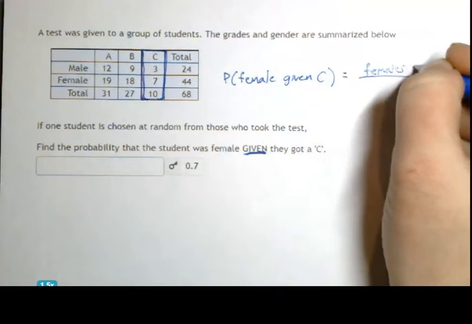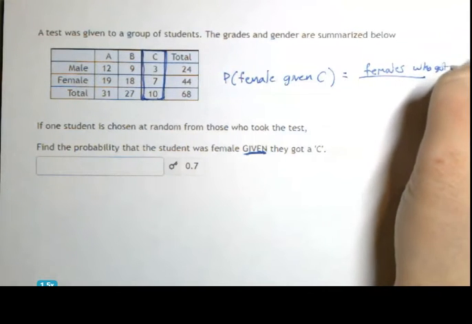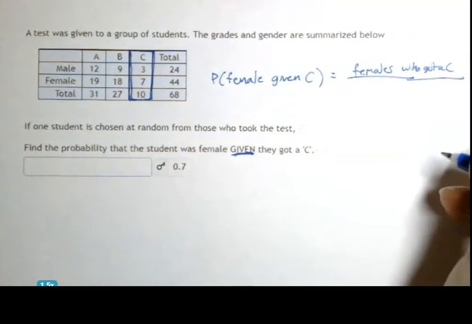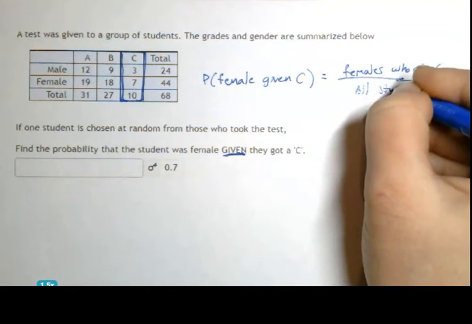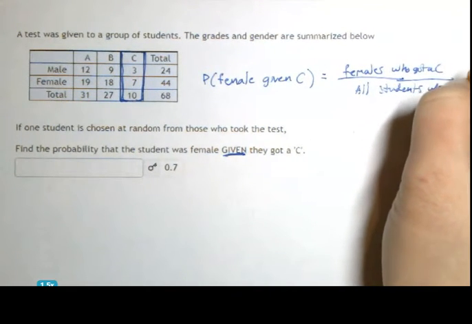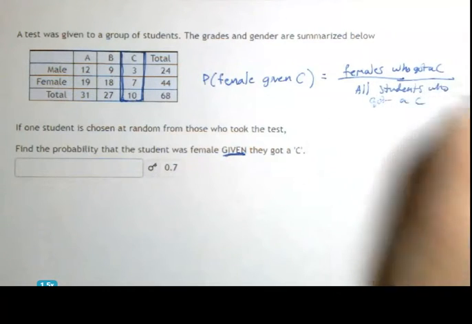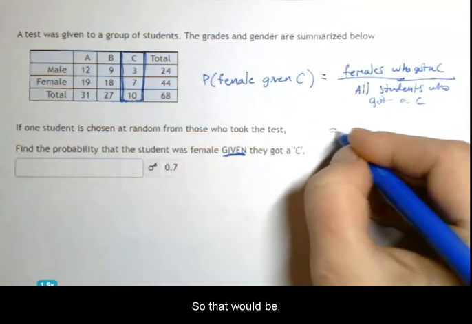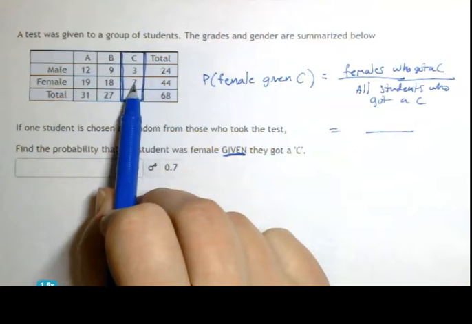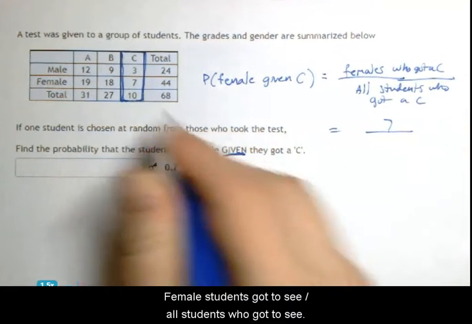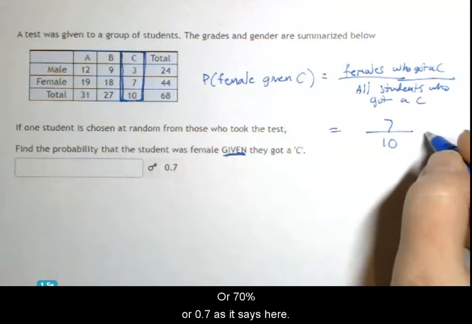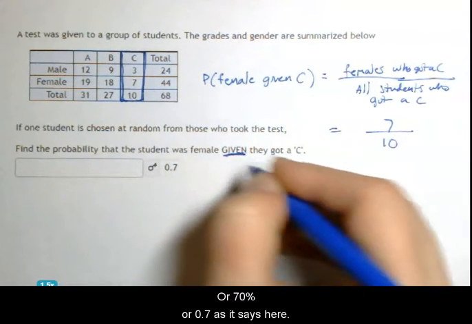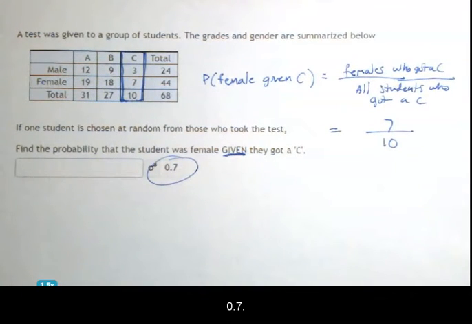So females who got a C divided by all students who got a C. So that would be female students who got a C divided by all students who got a C, 7 out of 10, or 70% or 0.7, as it says here, 0.7.